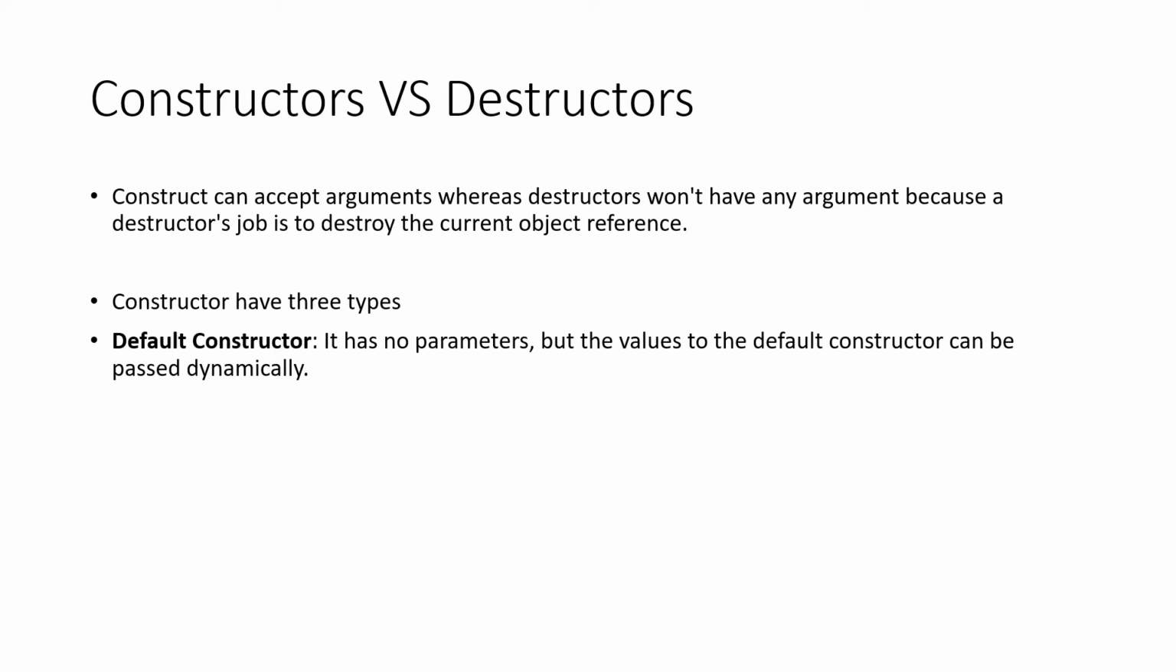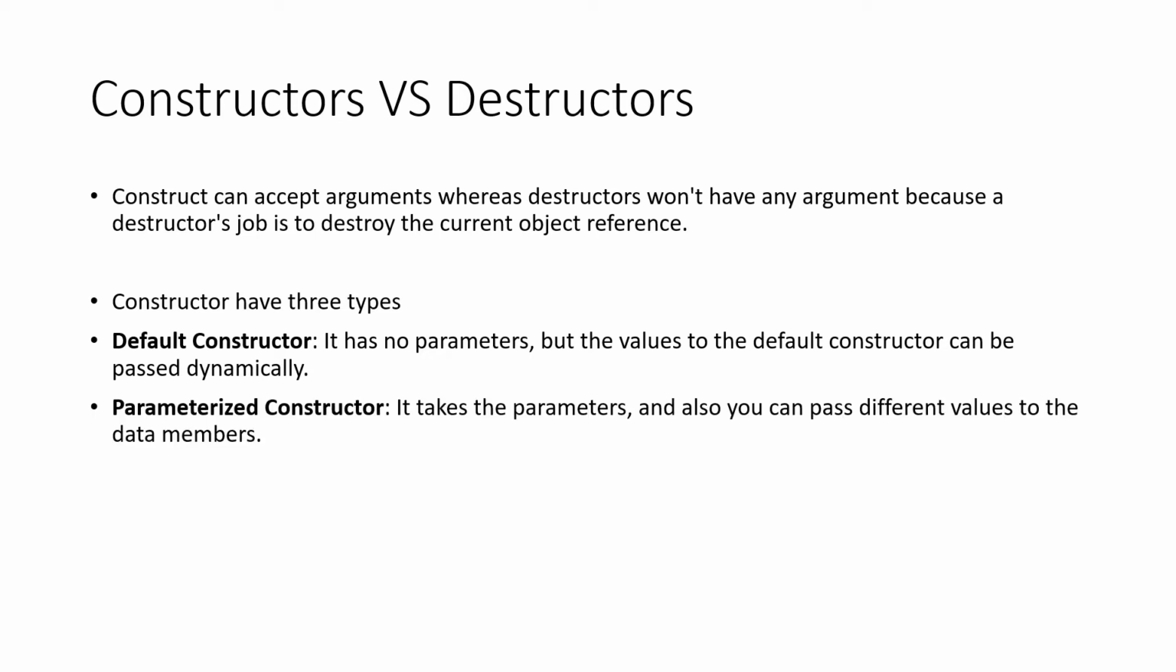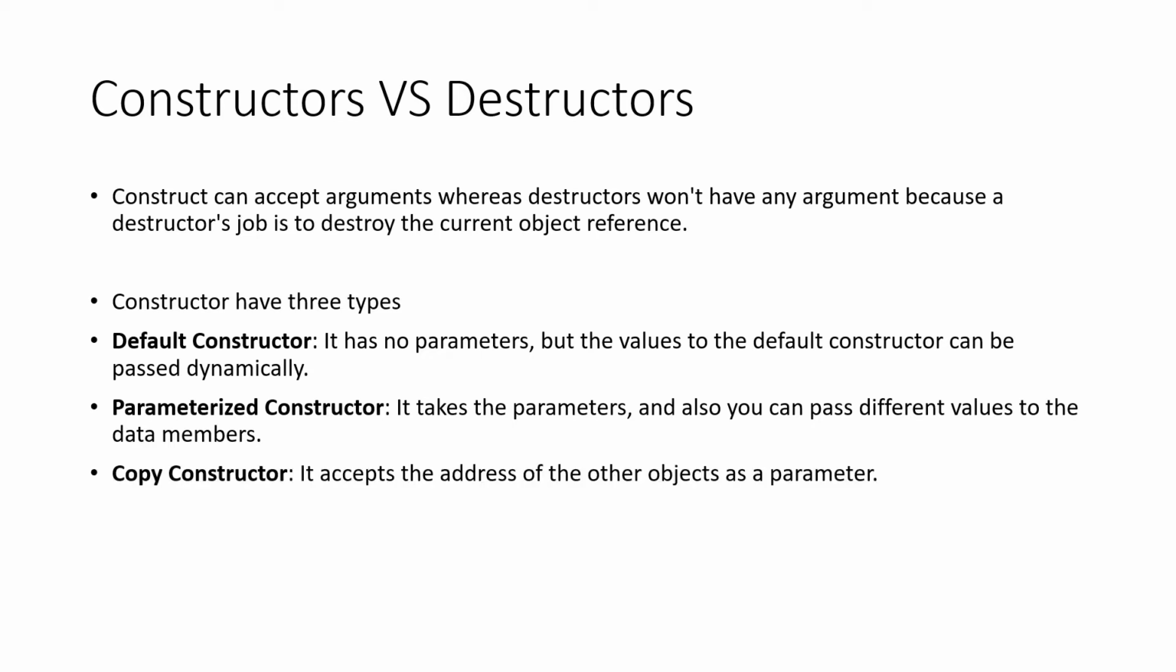The constructor has three types. The first is the default constructor. It has no parameter, but the value to the default constructor can be passed dynamically. We will talk about it in more detail practically. The second type is the parameterized constructor. It takes parameters, and you can pass different values to the data members. The third type is the copy constructor. It accepts the address of another object as a parameter.